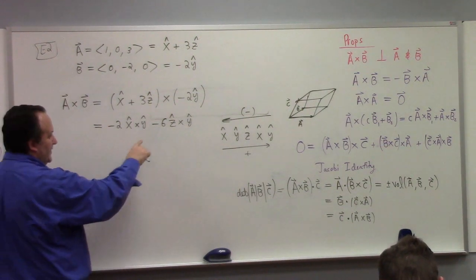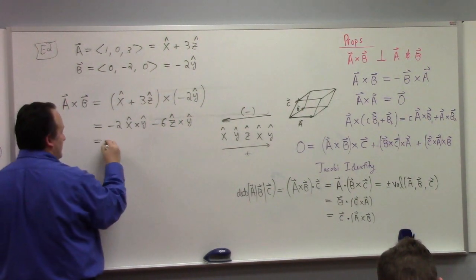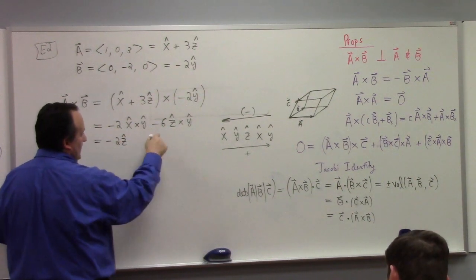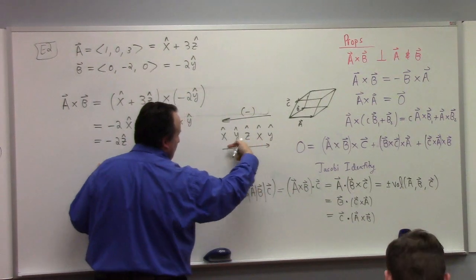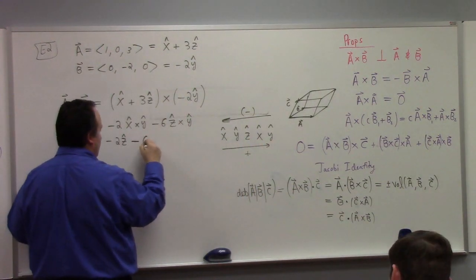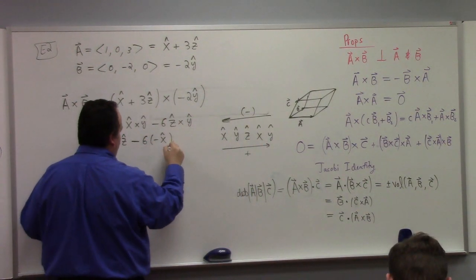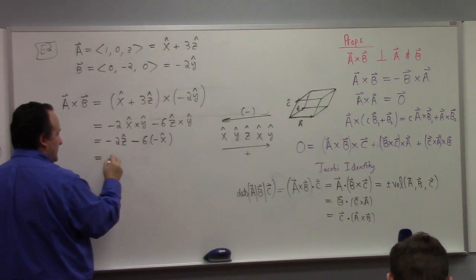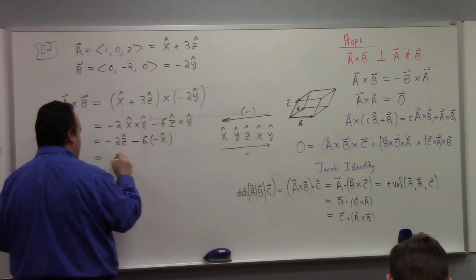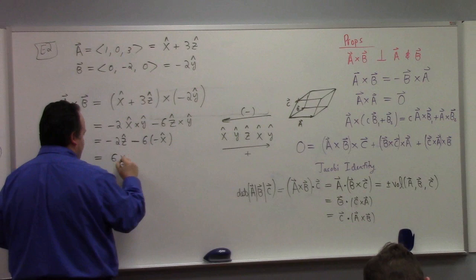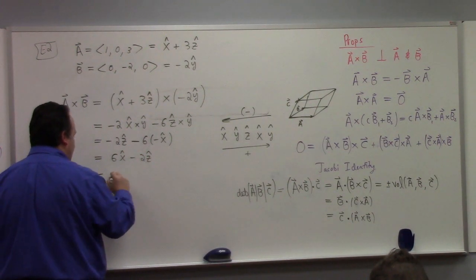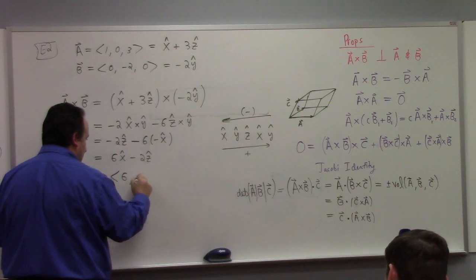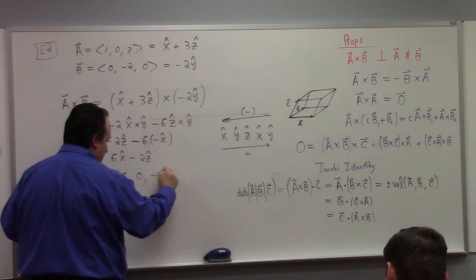So here, x hat cross y hat is z hat, and z hat cross y hat, I have to go the other way, right? So it's minus x hat. So I get minus 6 times minus x hat, which, going back to the other notation, well, one more step. This is 6x hat minus 2z hat. So if I go back to the angle bracket notation, this is 6, 0, minus 2.